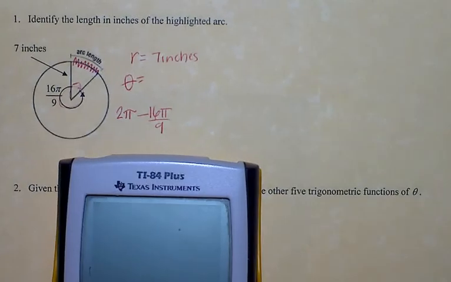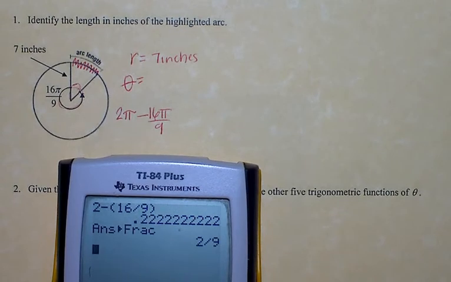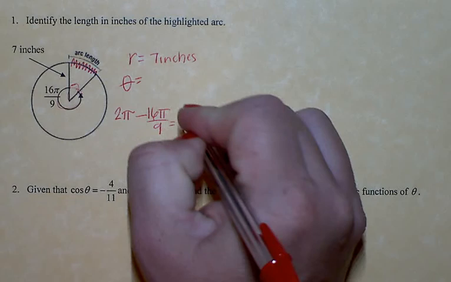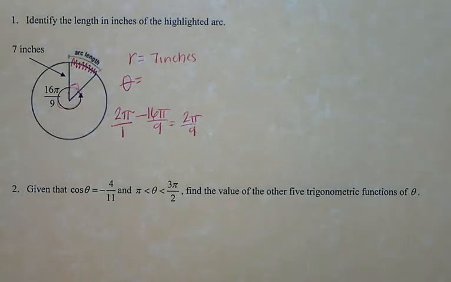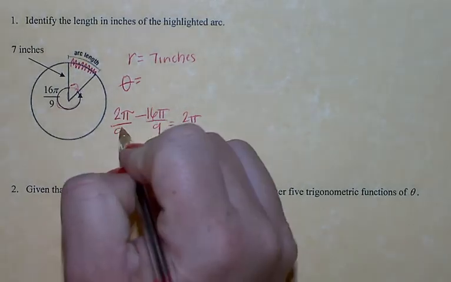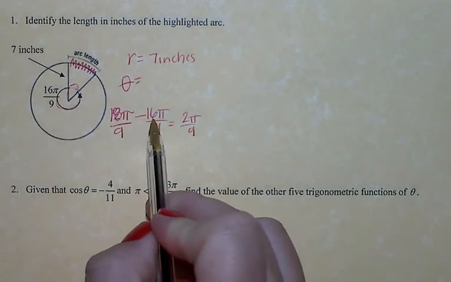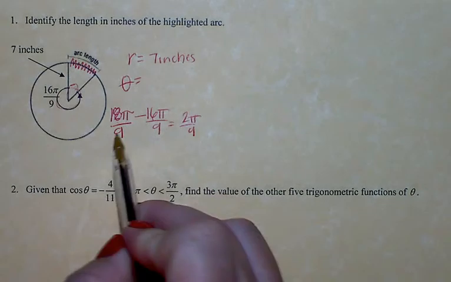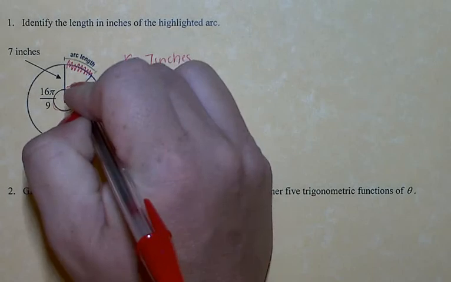And we're going to type in 2, subtract, and then in parentheses, 16 divided by 9. Put it back into a fraction. We end up with 2/9, 2 pi over 9. Now, could we have done that by hand? Absolutely. I put a 1 at the bottom of the 2. I make a common denominator, which is 9. So multiply times 9, multiply times 9. 18 pi minus 16 pi is 2 pi over the common denominator of 9. So I'm going to circle this and draw an arrow to the central angle.